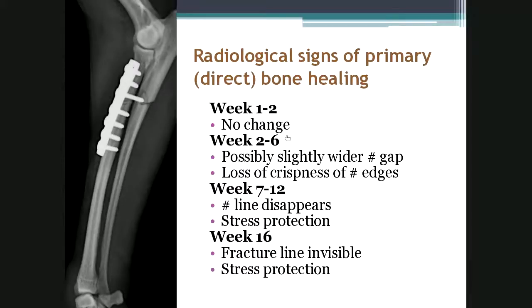This is bone loss due to reduced stress and impairment of venous drainage of the bone underneath the plate, causing local osteoporosis to develop, and this may lead to refracture of the bone following removal of the plate. By week 16, the fracture line should be invisible, so the bone should be healed. Stress protection can still occur. The disadvantage of primary healing is that it's difficult to assess due to the lack of callus on radiographs, and it tends to take longer than secondary bone healing.